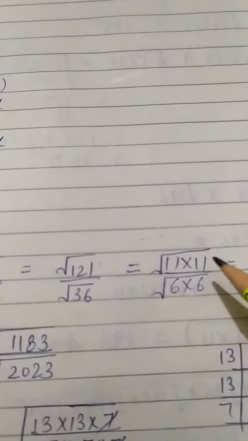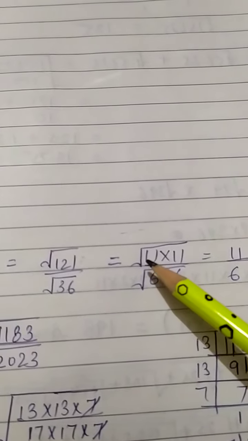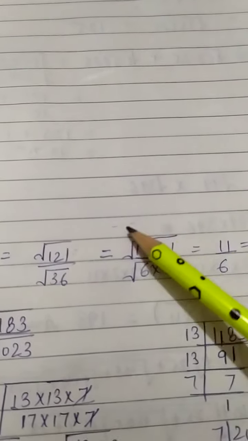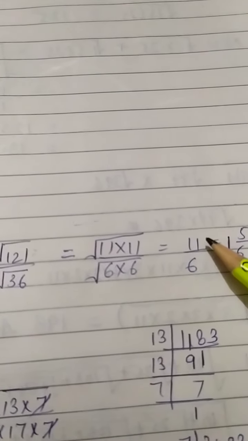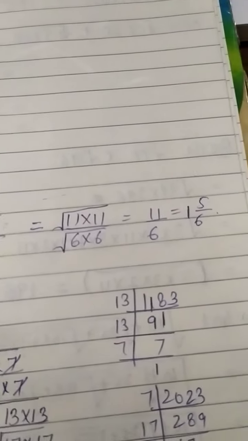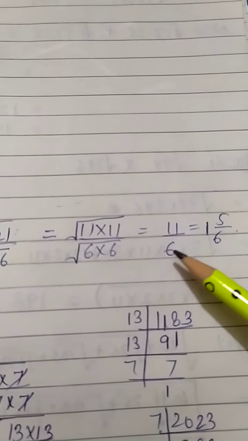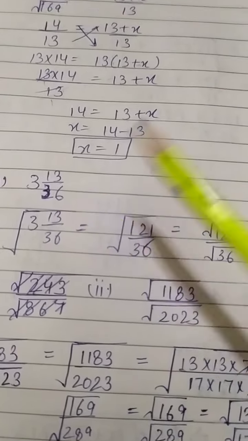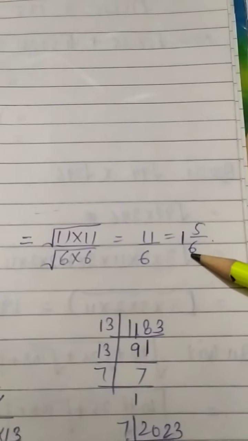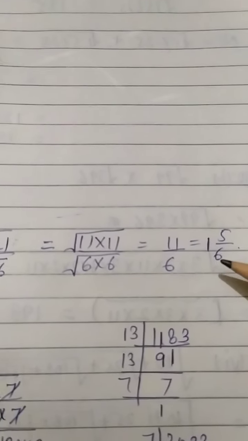So what is the square root of 121? 11. You all know this. So 11 into 11 is 121. This is in square root, and we will take 1 out of the pair. So it will be 11 upon 6. And this is an improper fraction, and since our question is in mixed fraction, we will convert it into a mixed fraction. That will be 1 whole 5 upon 6.